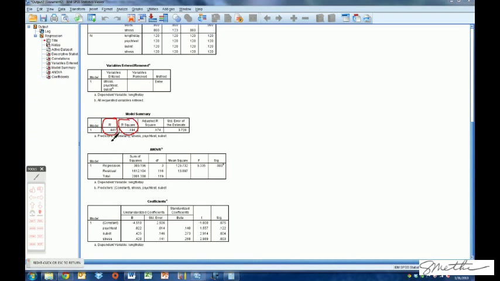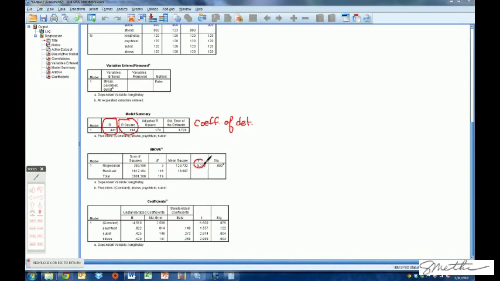Basically, this R square is just the 0.441 squared, and that is what's called your effect size, or what you should call your coefficient of determination. Okay, coefficient of determination. It tells you how much variance in the dependent variable can be described by or accounted for by the three predictors.